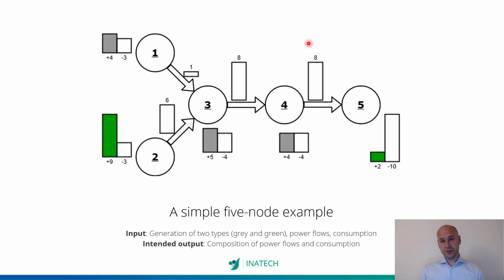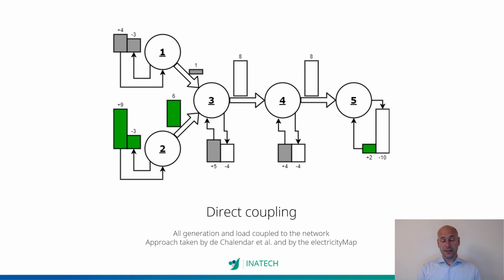And what we want to achieve using this method of load tracing is that we want to know the composition of the consumption of electricity at the nodes and also the composition of the power flow. Because once we know the electricity mix which is associated with the consumption, we can use emission factors and translate that into emission intensities. So the first way to do that is a method called direct coupling, and that has, for example, been applied in the works from Desjardins and also by the electricity map. And here you couple the generation as well as the load directly to the grid.